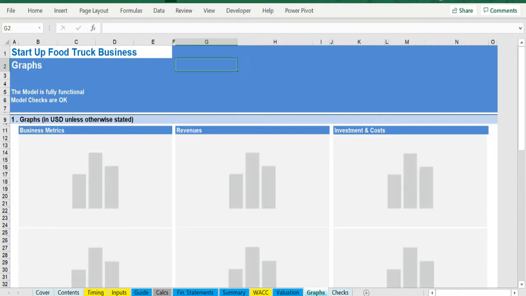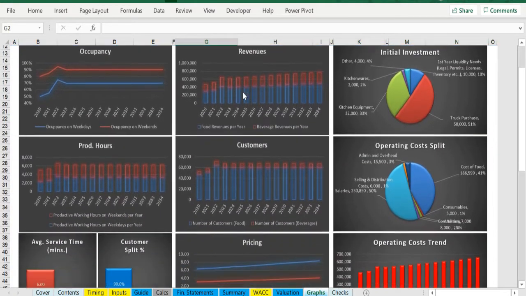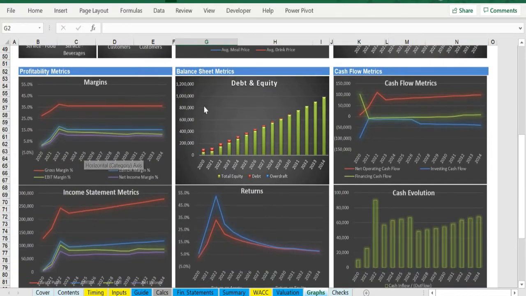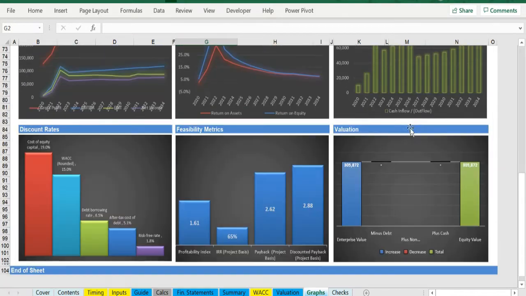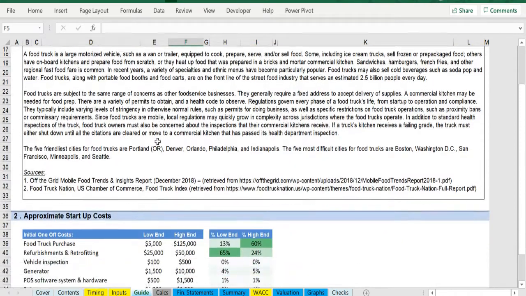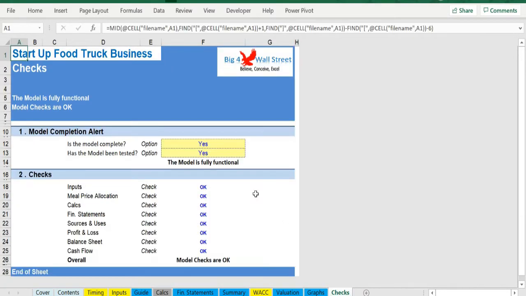In the Graphs tab, various graphs present the business metrics, revenues, investment and operating expenses, profitability metrics, additionally balance sheet and cash flow metrics, and we finish with discount rates, feasibility metrics, and valuation graphs. In the Guide tab, you can find a brief market snapshot as well as a list with the main startup costs of the business. Checks, a dedicated worksheet that makes sure that everything is working as it should.